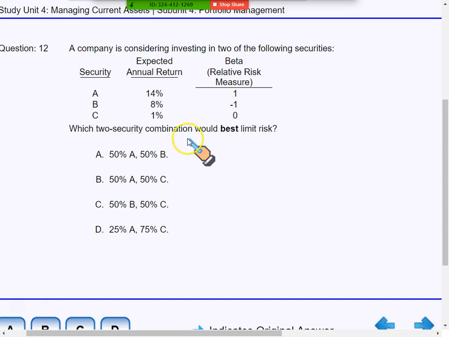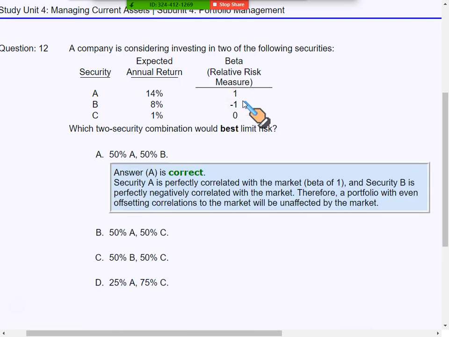So what we can do, look at A. 50% of A and 50% of B. Since these are opposite in correlation to the market, this 1 and negative 1 will neutralize the impact of each other's returns. Hence you will get a consistent return because they have negative correlation. So having 50% of A and 50% of B in your portfolio will reduce the risk to the maximum level. A and C: since A has beta 1 and C is not related to the market, it won't reduce the risk. We have convinced ourselves that the risk reduction is maximum if the portfolio components are negatively correlated, and that is only possible in A and B.